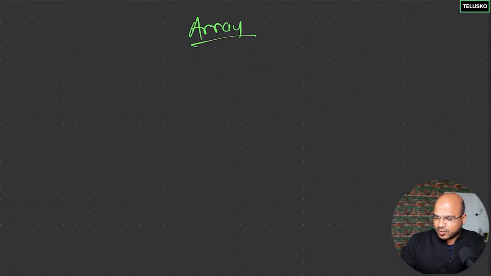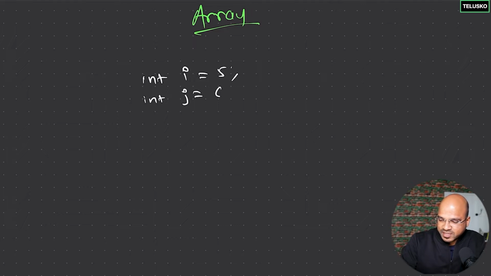Example, let's say if we talk about an int variable. So how do we work with an int variable? We say int i is equal to 5. So you have a variable here, which is i, which has a value 5. What if you have one more variable here, let's say j, and it has a value 6? Maybe one more, int k is equal to 7. So you can see we have three variables here, and you have three values.